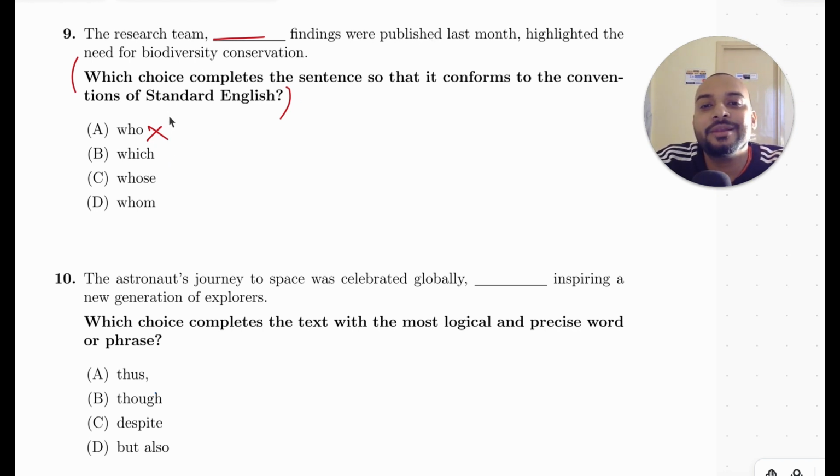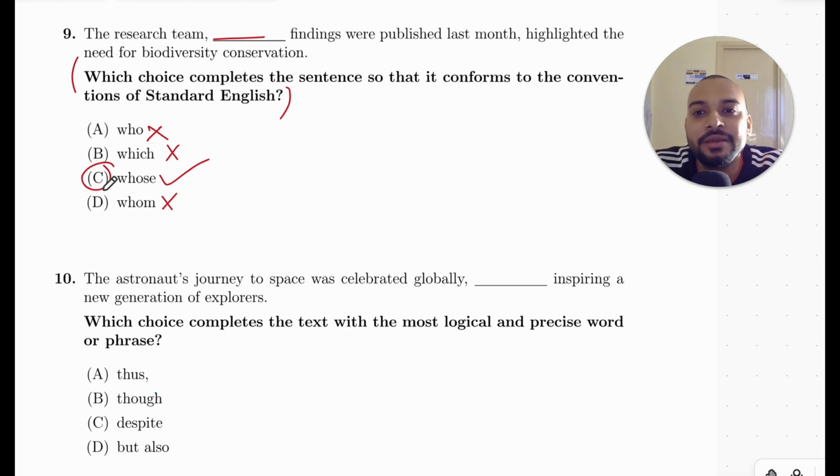Which findings were published last month? No. There's also a good way to check. Just plug in and see if it's making grammatical or logical sense. Both of them are not. The research team, whose findings were published last month? Correct. Highlighted the need for biodiversity conservation. The research team, whom findings? No. So this is how you can eliminate options, just by plugging them in, checking if they make grammatical and logical sense. If they do, they are the correct answer.